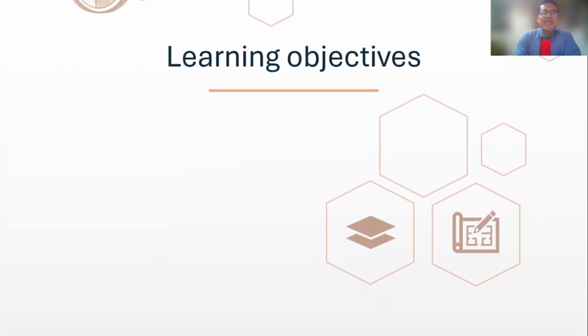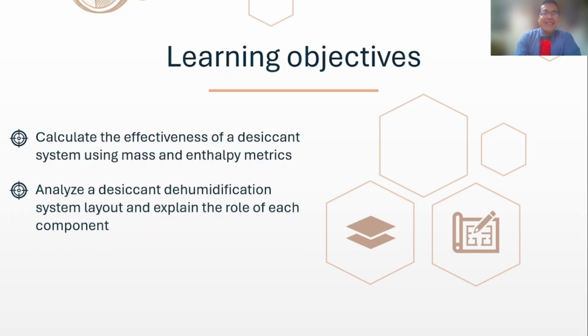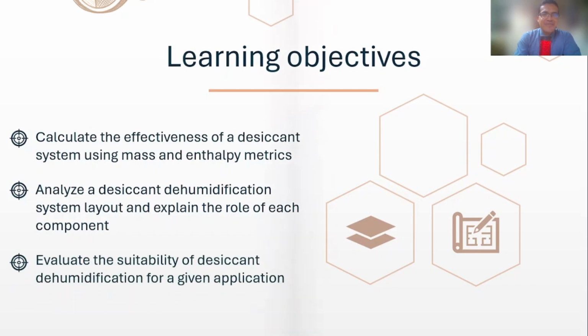By the end of this video, you'll be able to evaluate a desiccant dehumidifier's performance using appropriate effectiveness equations. You'll also be able to read a typical desiccant system layout and understand the function of each major component. Finally, you'll be able to evaluate whether desiccant dehumidification is suitable for a particular application, based on humidity control needs, energy considerations, and system integration requirements.